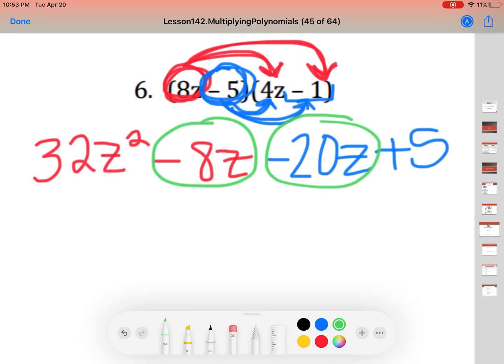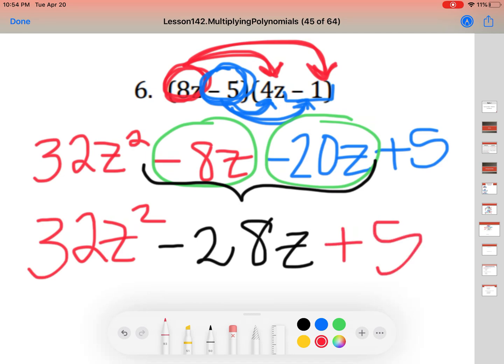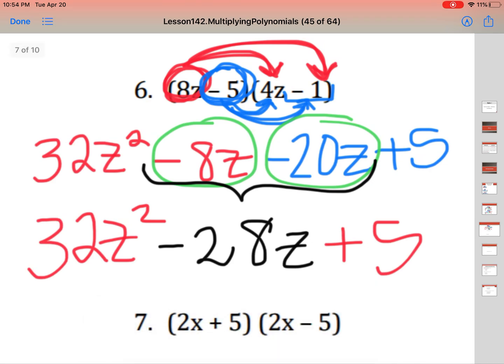But now I have these numbers in the middle that have the same letter. Those are called like terms. So my final answer, the first number comes down, 32 z squared. Negative 8 z's minus 20 z's. You can use a calculator to help you if you need it. Negative 8 minus 20 is the number negative 28. And the letter was z. And then the back number gets to come down. Very easy.